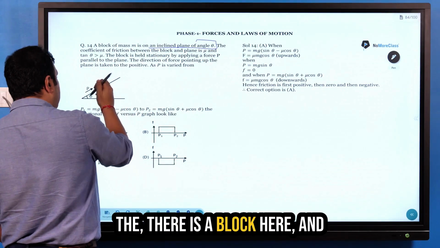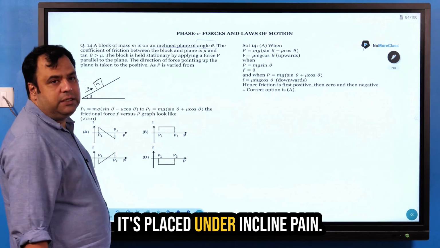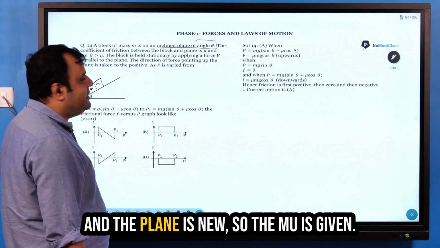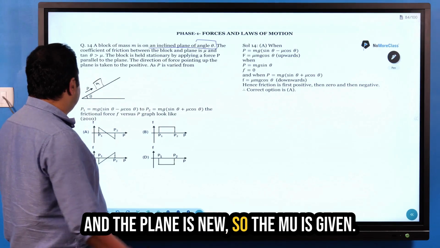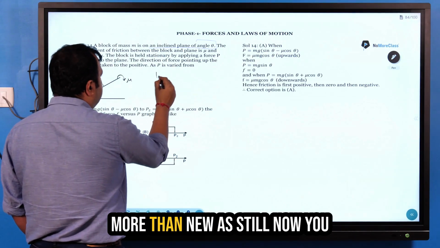Let's read the question. A block of mass m is on an inclined plane of angle theta. So there is a block here and the mass of the block is m placed on the inclined plane. The coefficient of friction between the block and the plane is mu. So the mu is given. Along with that, tan theta value is more than mu.